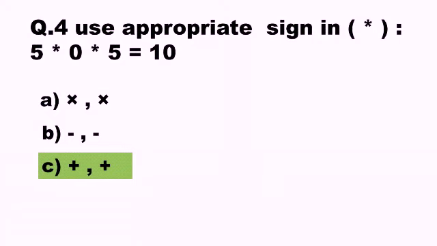If we choose the first option, multiplication and multiplication is given, which means we have to multiply 5 into 0 into 5. As we are multiplying by 0, we will get 0. So it will be the wrong answer. Next, minus minus. If I choose minus and minus, then what will we get? 5 minus 0 minus 5, which means we will get 0 again. Then C, plus and plus. If we add, then we will get 10.